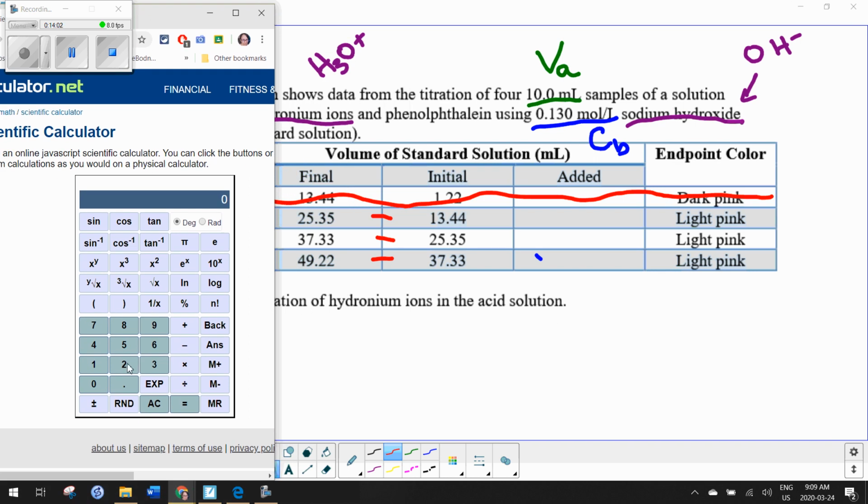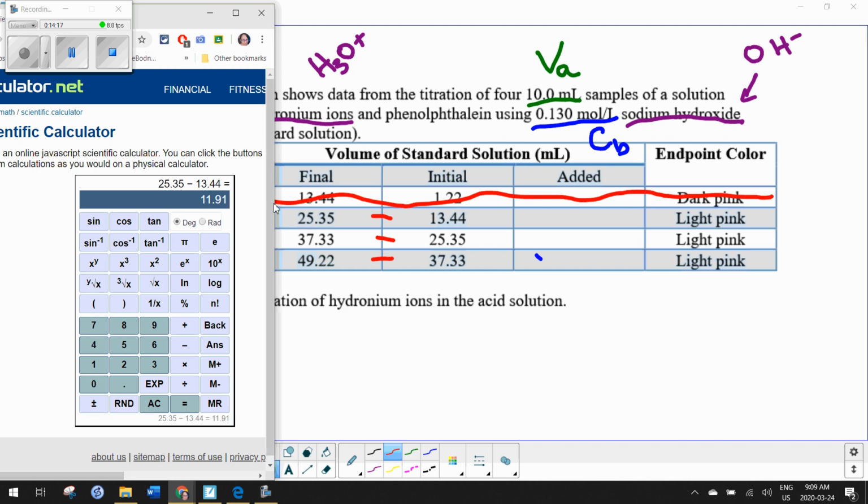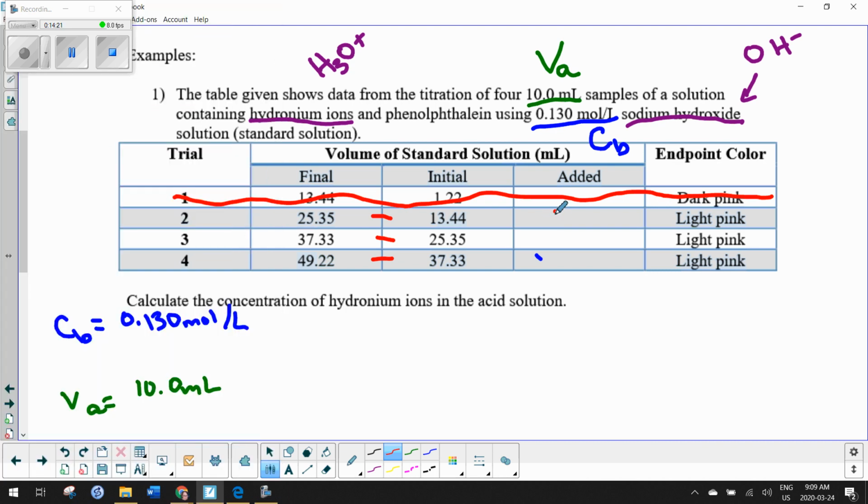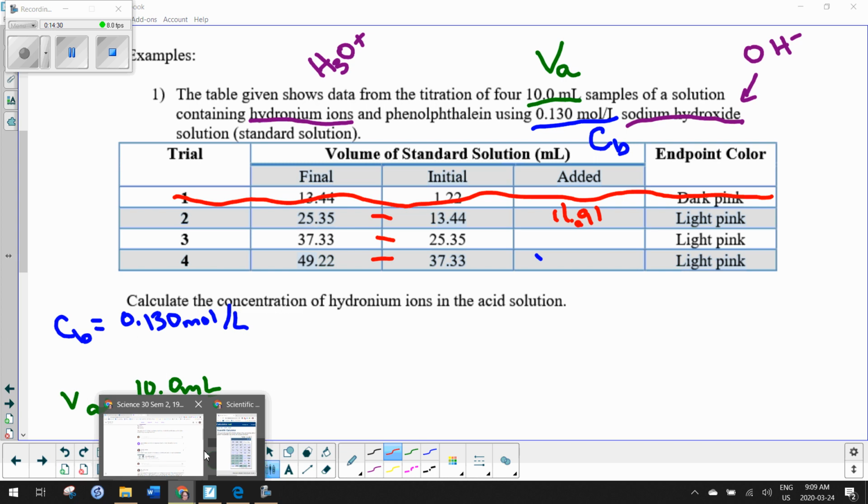So I'm going to take 25.35 minus 13.44 equals 11.91. So I need to put that in here. I'm going to make my point big so you can see it. Do the same thing for all of them, so subtract them all.